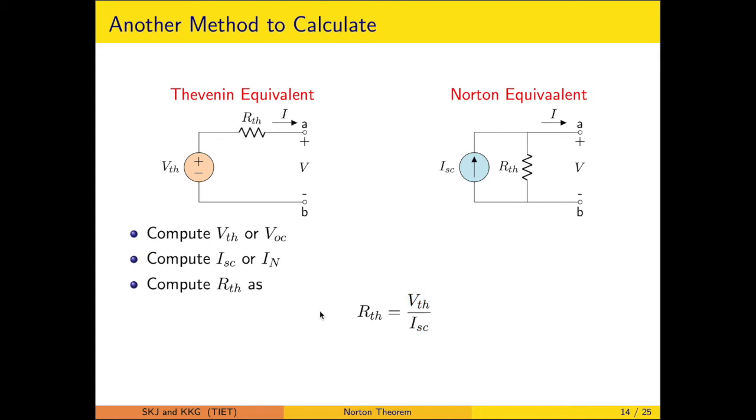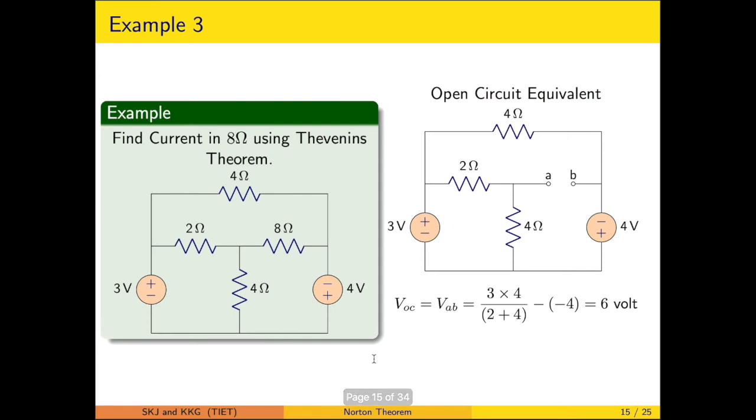So the steps are simple. Compute the VOC as we have done in the Thevenin's case. Compute the ISC as we have just calculated the IN, and thereafter calculate the RTH. So this particular is a step which is to be taken, and we will be finding out the current in this particular 8 ohm resistor using the Thevenin's or the Norton equivalent, because it has been made clear that they are complementary. So the open circuit voltage is to be calculated.